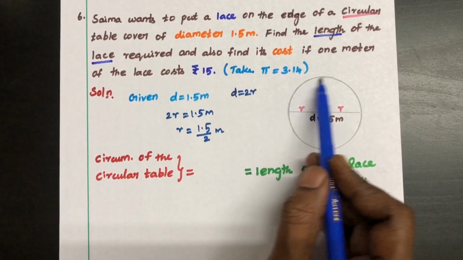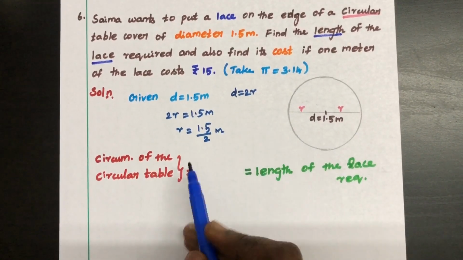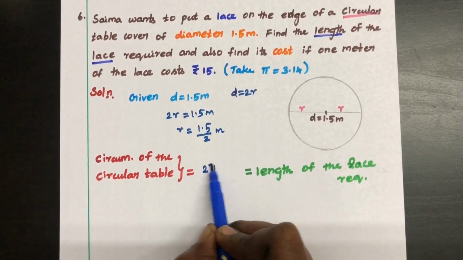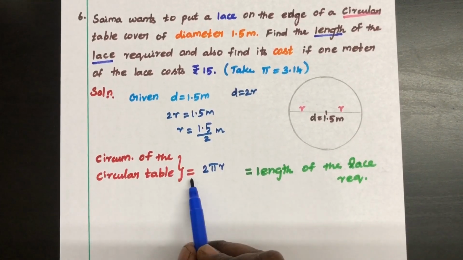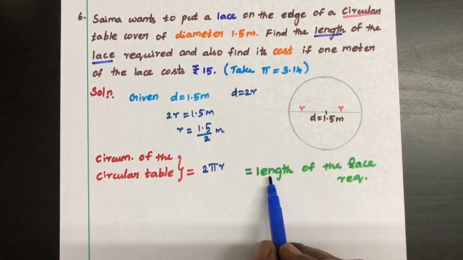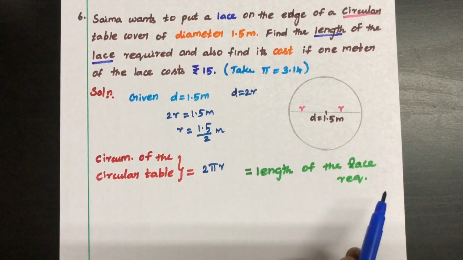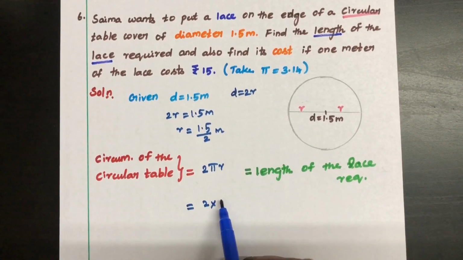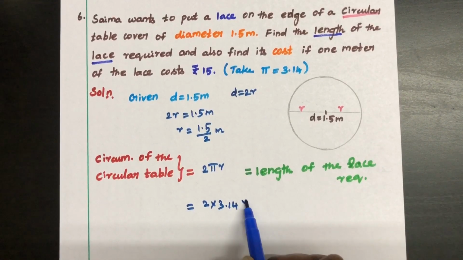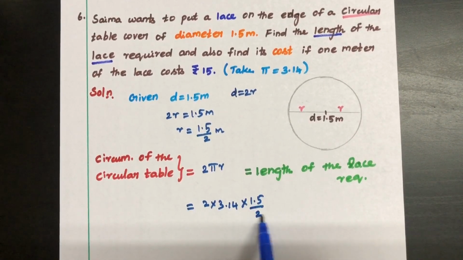This means the length of the boundary of the circle. What is the length of the boundary formula? 2 pi r. That means the circumference of the circular table is the length of the boundary. This is the length of the lace required. 2 into, what is the pi value? 3.14 into 1.5 by 2 meter.